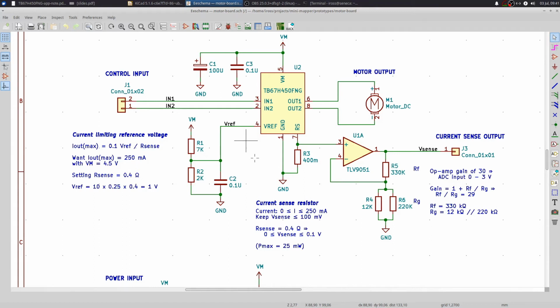One additional thing I wanted to do is to have a current sensing possibility. And so that's what this other part of the circuit on the schematic is for here. And we'll talk through that now.